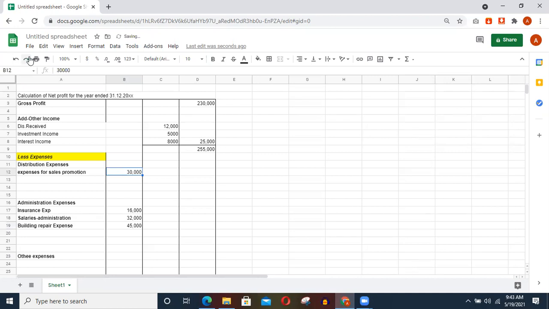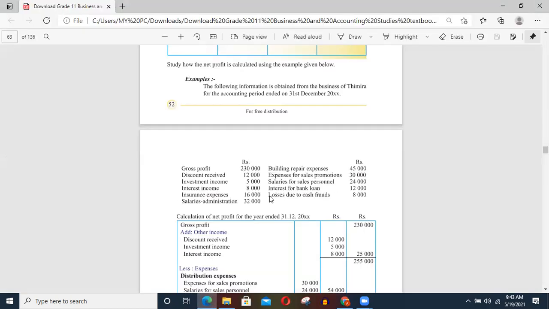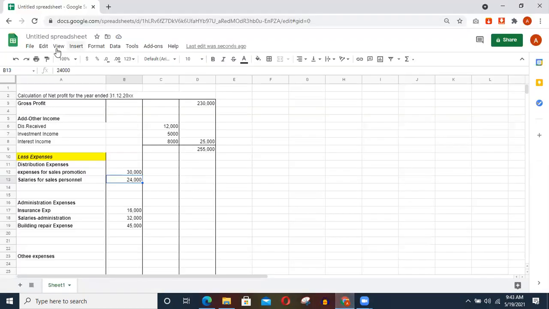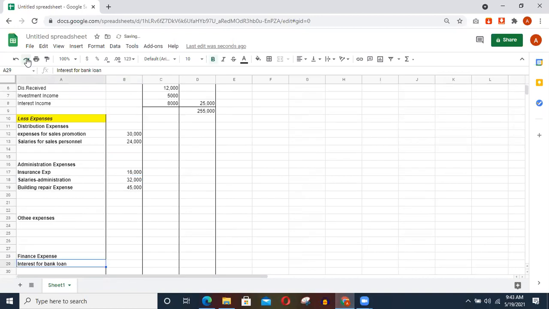So expenses for sales promotion in the first column 30,000, and salaries for sales personnel 24,000 still in the first column. And we still got few more to do here. And then we got interest for bank loan 12,000. So interest for bank loan, which expense is that? So let's look into that. We learned that it comes under finance expense, right? So interest for bank loan at the bottom, can you see here that it comes under finance expense? So under that you write interest for bank loan. In the first column you write the amount, which is 12,000.